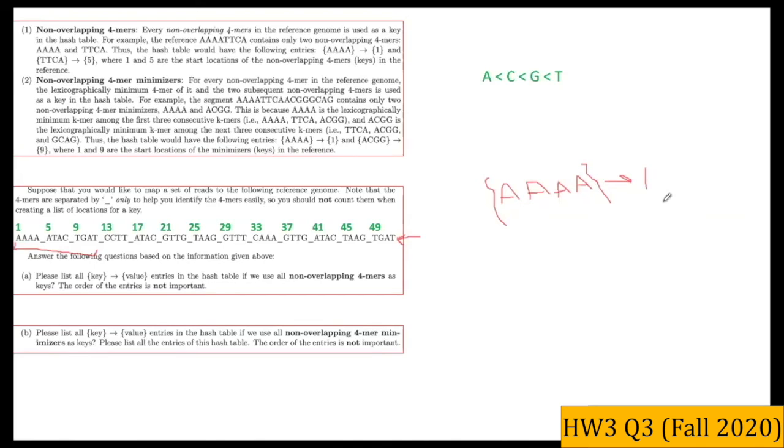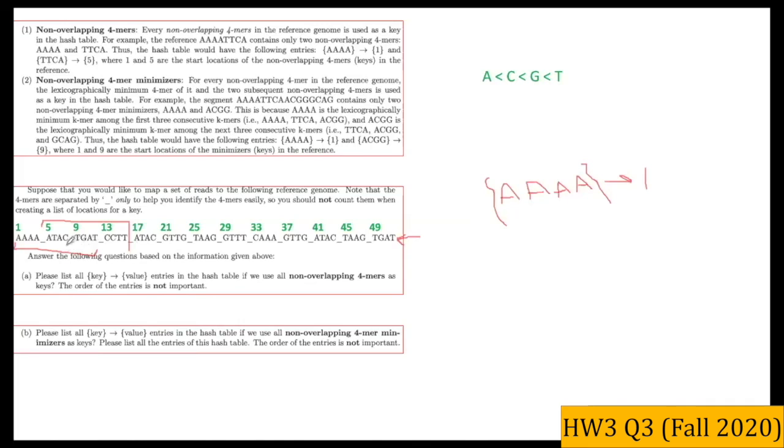Because we need to check only every 3 k-mers and pick the minimum, and then we check whether another minimizer exists or not. So what we need to do is proceed to the next 3 k-mers that are these, and then we check the minimum.